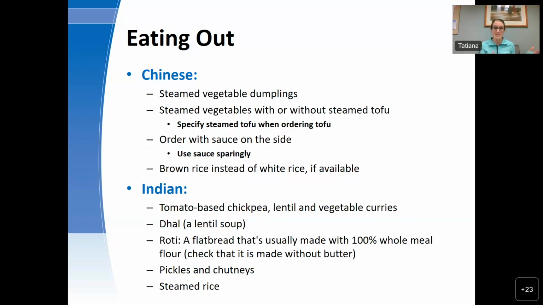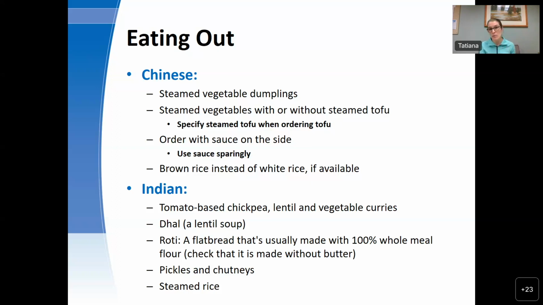So we got a solid start, but we want to make sure that we are asking about how things are being prepared, if they're being made with oils, butters, or ghee, which is clarified butter, and it is traditionally used in Indian cooking. And so that is something that we would not want to be included in the dish that we're consuming. Tomato-based curries are generally pretty safe.